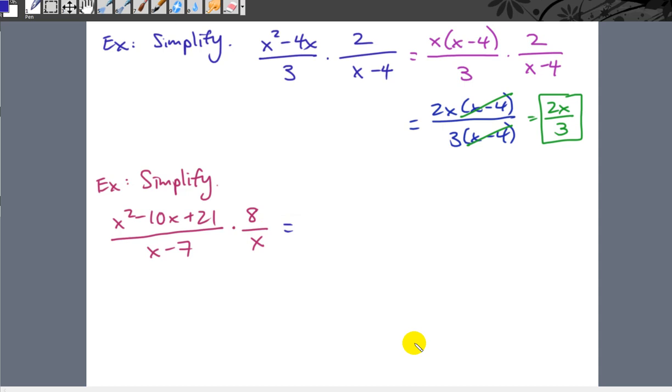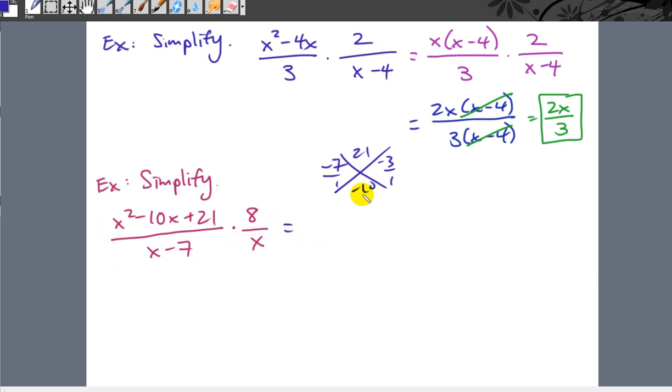So what we can do first is factor this quadratic in here. In my mind, we'll find two numbers that multiply to 21 and add up to negative 10. And if you do that correctly, I believe that should be negative 7 and negative 3. Because negative 7 times negative 3 is positive 21, and negative 7 plus negative 3 is negative 10. And then we divide by 1.